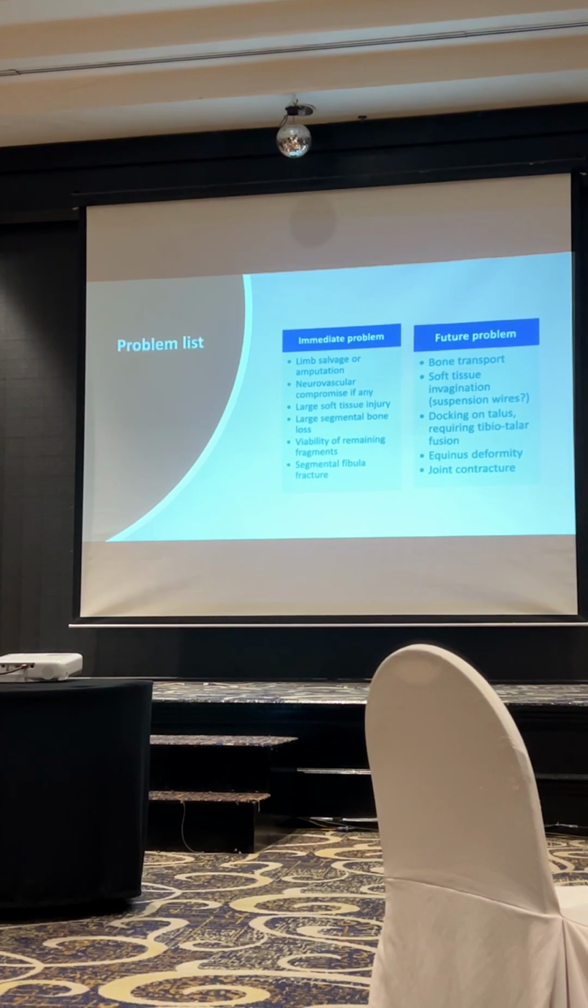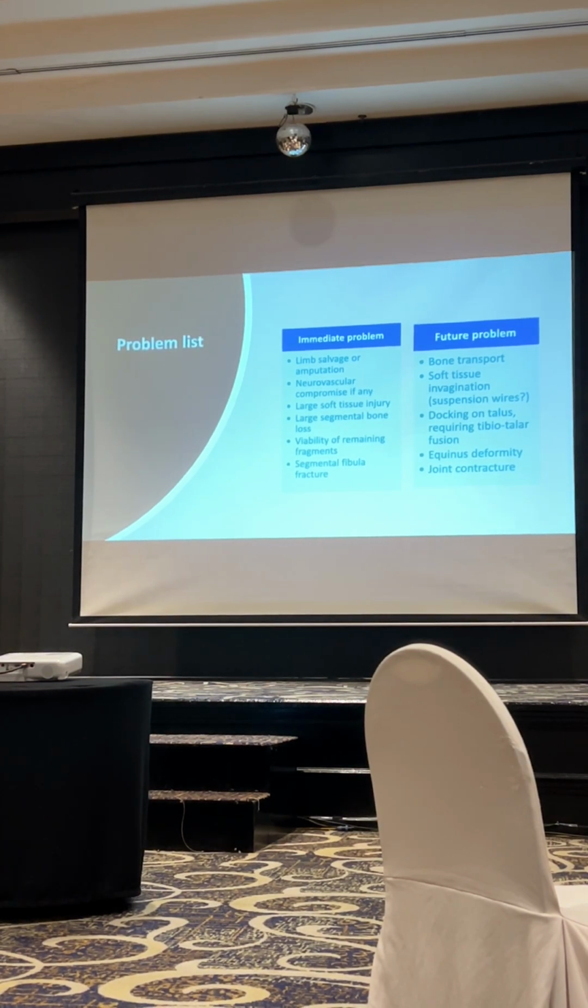Of course, amputation is a simple decision, but the immediate problem is whether you want to do limb salvage or amputation. Neurovascular compromise, you have to assess the compromise, if any. There will be large soft tissue injury, large bone loss, and segmental fibula as well. As for future problems, if you decide on limb salvage, the patient will definitely require bone transport. You have to consider that a large transport will have soft tissue invagination, and you have to understand that there is no more distal tibia.